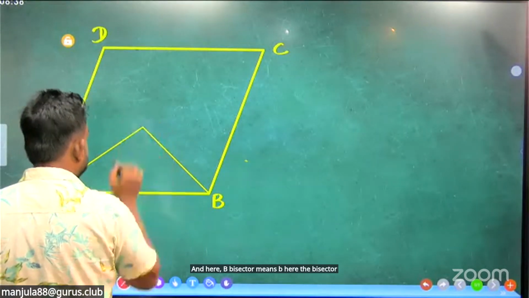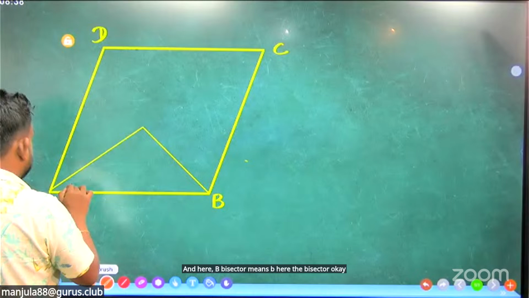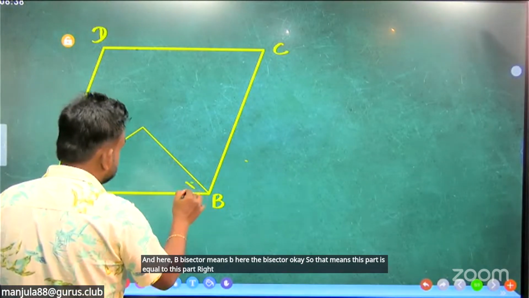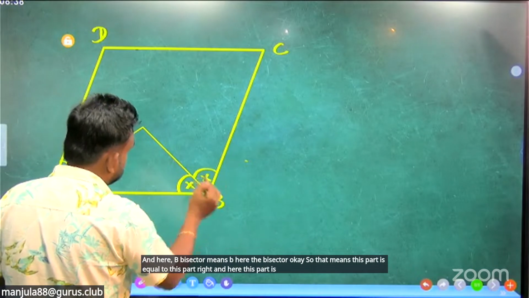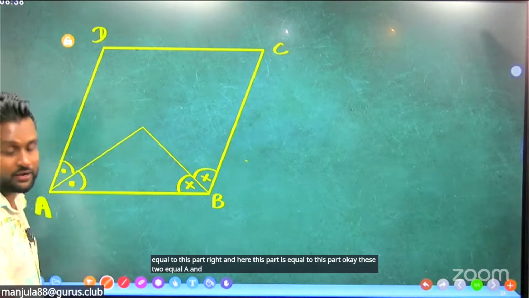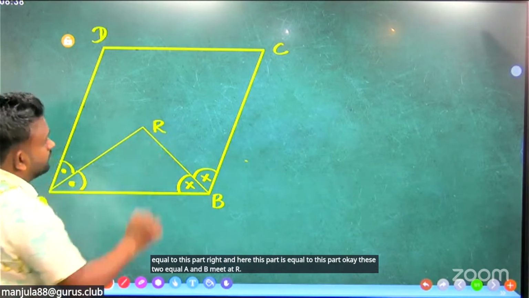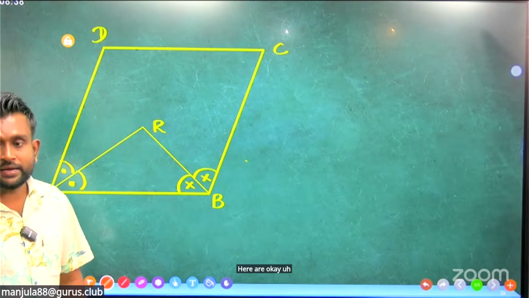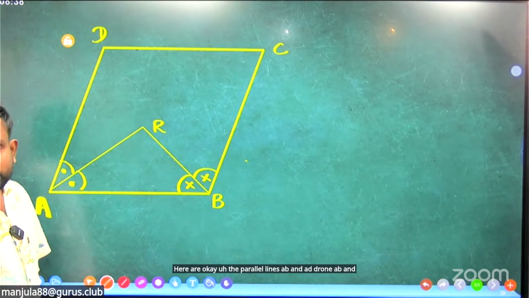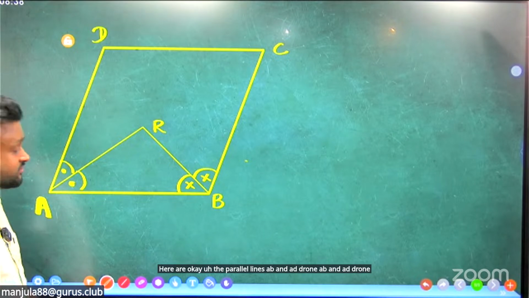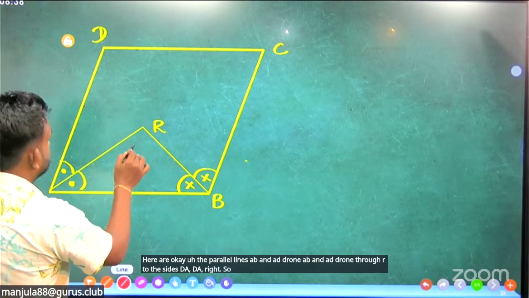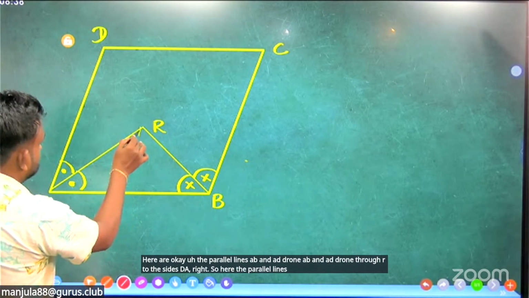Okay, so that means this part is equal to this part, and here this part is equal to this part. Okay, these two are equal. The bisectors of A and B meet at R. Here R. The parallel lines to AB and AD drawn through R to the sides DA. So here the parallel lines through this one.